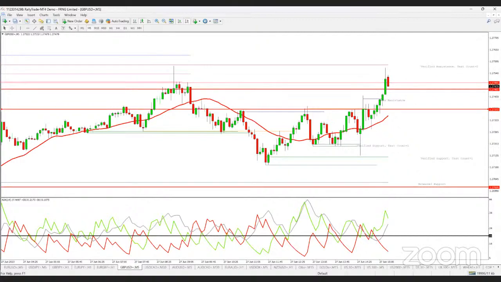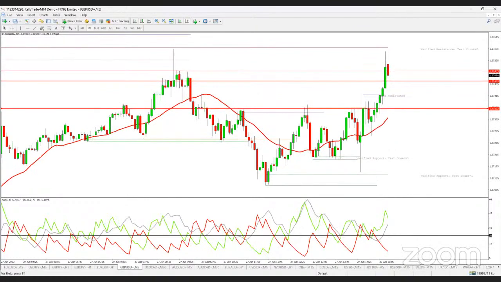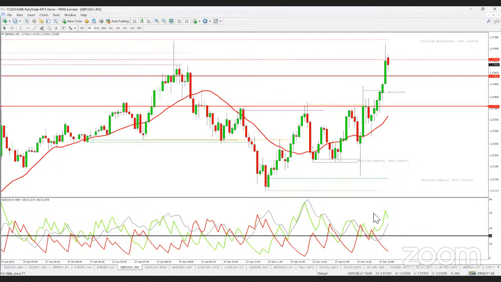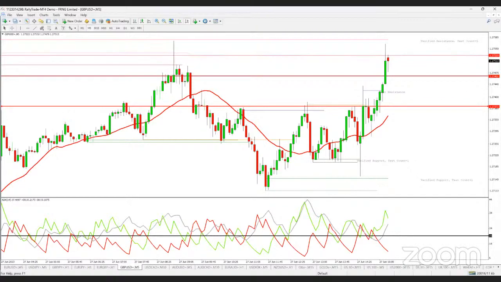So if you're in for GBP USD, sell is very much perfect. So I am going in for a further sell on GBP USD once price gets to 1.27465. 1.27465 is our entry position for a sell.